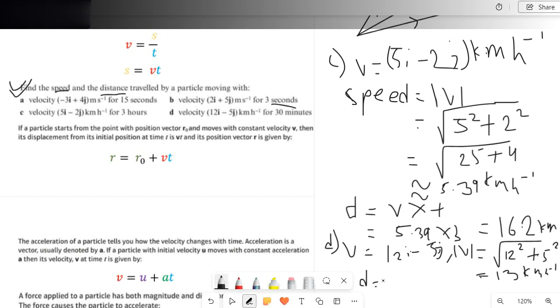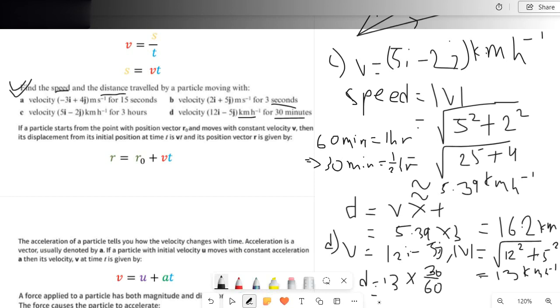And so our distance becomes 13 times 30 minutes, but because we have the units as being per hour, that's why we need to convert minutes into hours. As we know that 60 minutes is equal to 1 hour, therefore we can say that 30 minutes should be half an hour, or 0.5 hours, because 30 is half of 60. So we can write that as 30 by 60, and our final answer is 6.5 kilometers.